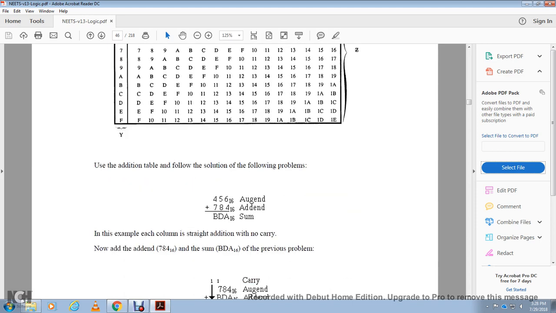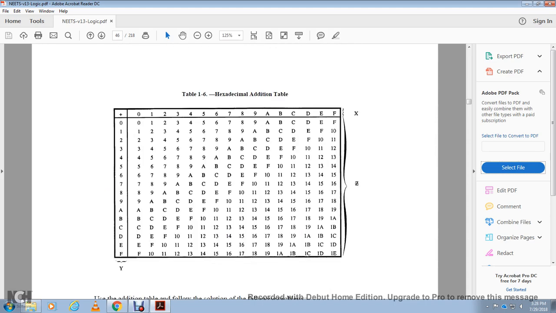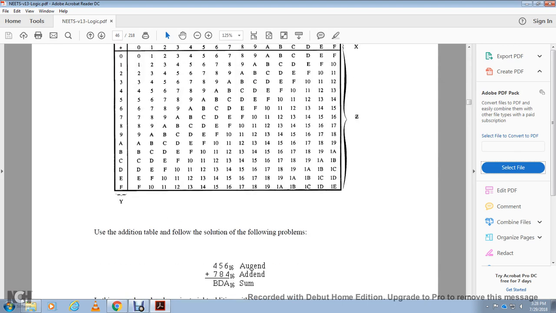Let's see. Remember that counting goes 0 through 9, then A would be 10, B would be 11, followed by C, D, E, and F. 1 plus 9 would equal A, 1 plus A would equal B, 1 plus B would equal C, 1 plus D would equal E, 1 plus E equals F, 1 plus F equals 10, and that makes a carry in the decimal system.